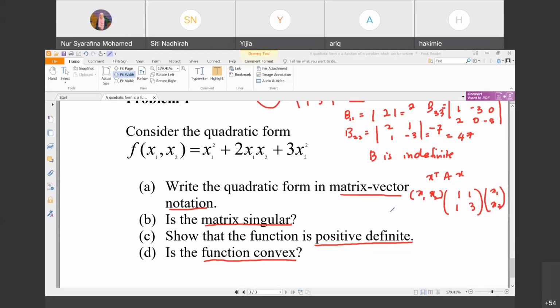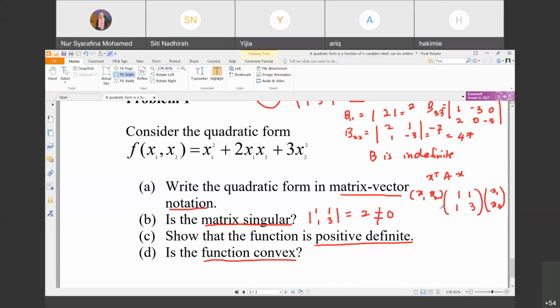Okay, so is the matrix singular or not? Check the determinant. The determinant is equal to 2, which does not equal 0. Then it is non-singular. When the matrix is non-singular, we can proceed with the next calculation.